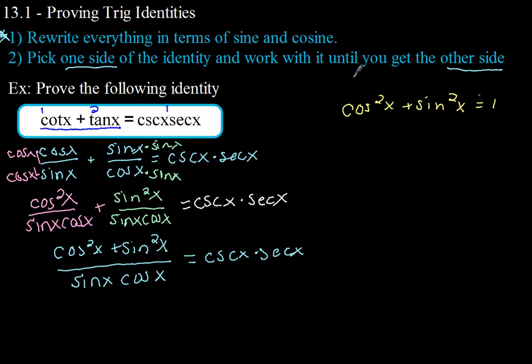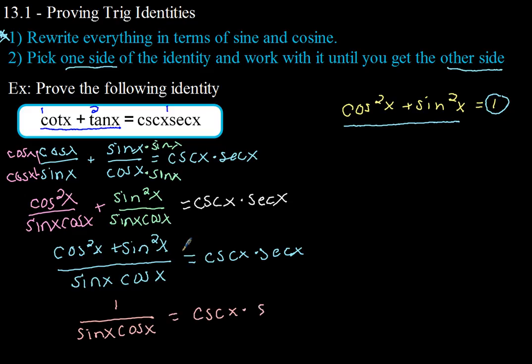Okay, so now we have this whole thing showing up, and we know this equals 1. So we're going to substitute the 1 in, and we're going to get 1 over sine of x cosine of x. And we want to make sure that that equals cosecant of x times the secant of x. Oh, not sine of x, secant of x. Whoops.